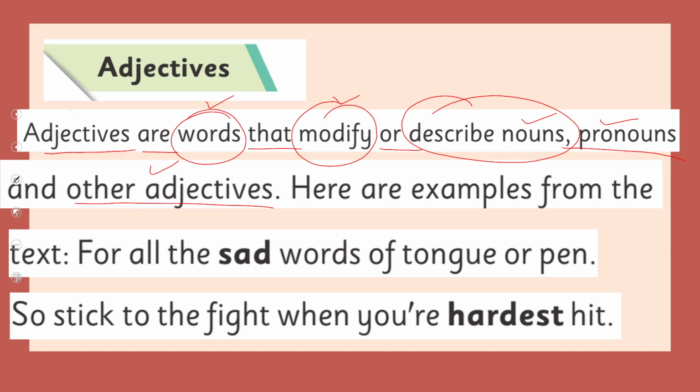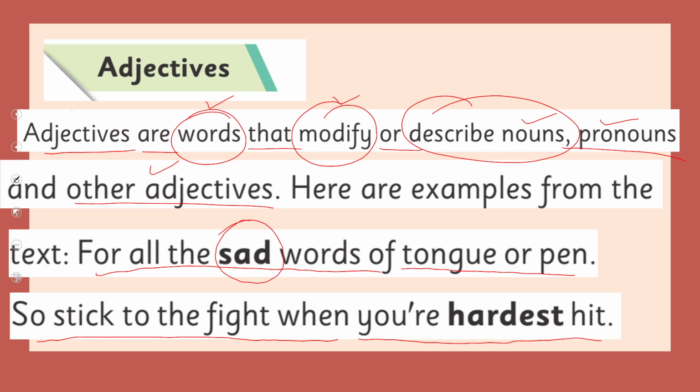So, here are some examples from the text. For all the sad words of tongue or pen, so stick to the fight when you are hardest hit. My dear learners, the bold words are actually adjectives. Sad is an emotion, it's describing the noun. And in the next line, so stick to the fight when you're hardest hit, hardest shows the superlative degree of adjective.